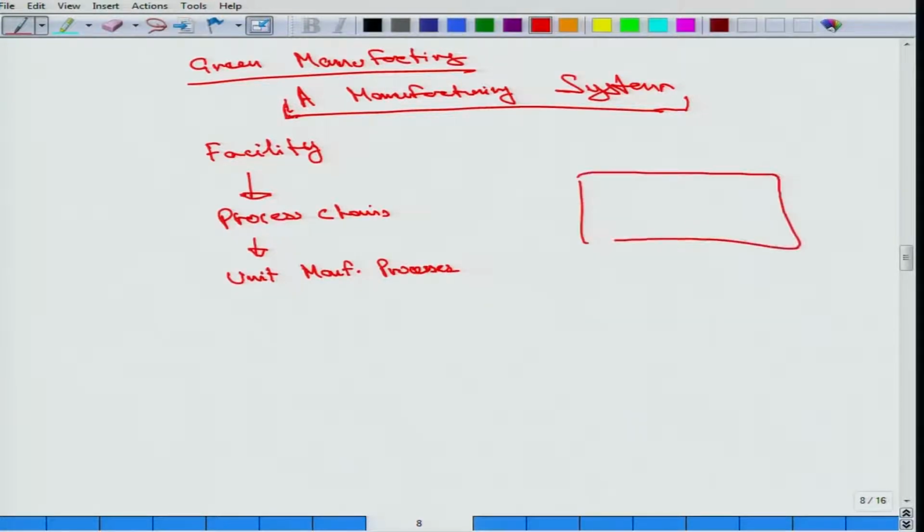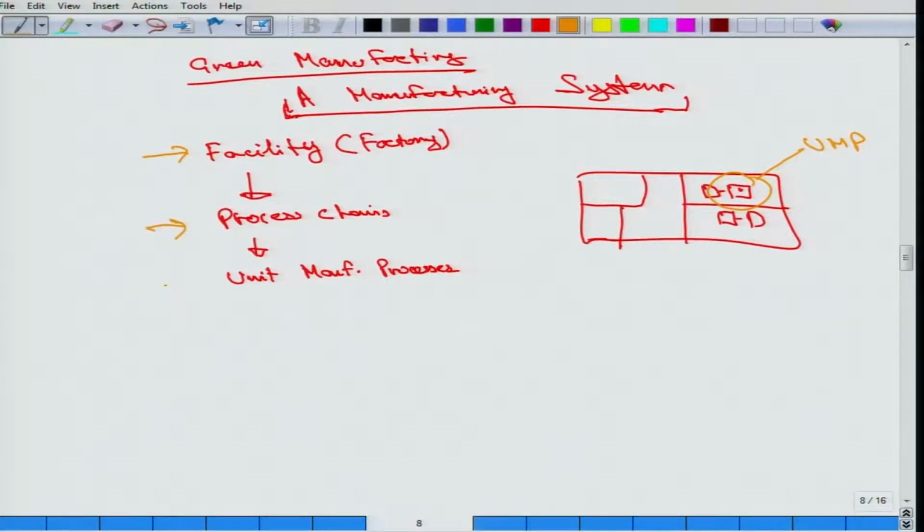If you could recall, this is my facility or a factory, which has various sections, and we have process chains here, and this one unit is my unit manufacturing process. So, at each level, facility, process chain and unit manufacturing, what are the considerations?